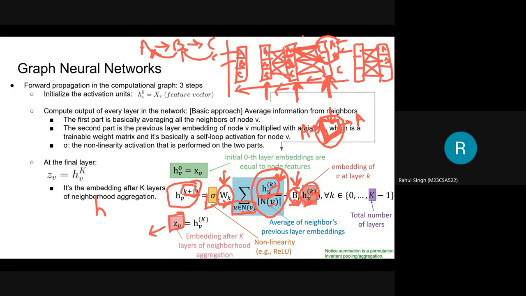How do you decide N_v? This information you already have because you have the adjacency matrix, so you already know which node is connected to which neighbors. N refers to neighbors, not a count or number. So N_v is actually a set of all the neighboring nodes.